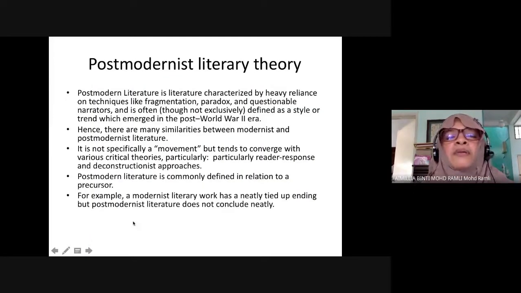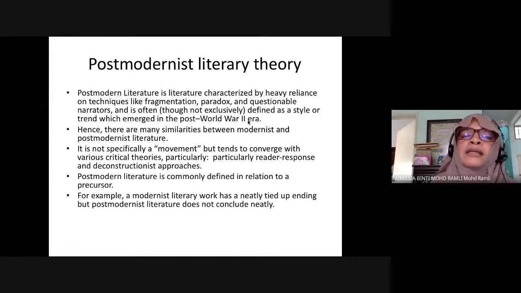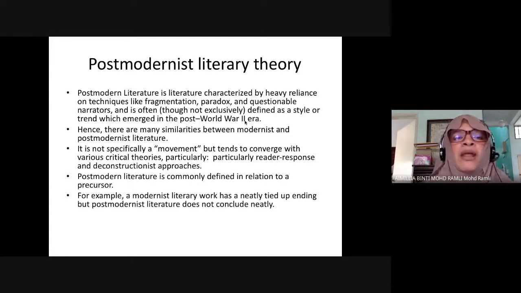Okay, so postmodernism literature, and this is where we turn to literature. Postmodern literature is literature characterized by heavy reliance on techniques like fragmentation, paradox, and questionable narratives, and is often, though not exclusively, defined as a style or trend which emerged in the post-World War II era. Hence, there are similarities between modernism and postmodernist literature. Now, this postmodernist appeared after World War II, and modernism appeared at the beginning of the 20th century and lasted until World War II. Okay, so it is not specifically a movement, but tends to converge with various critical theories, particularly readers' response and deconstructionist approaches.